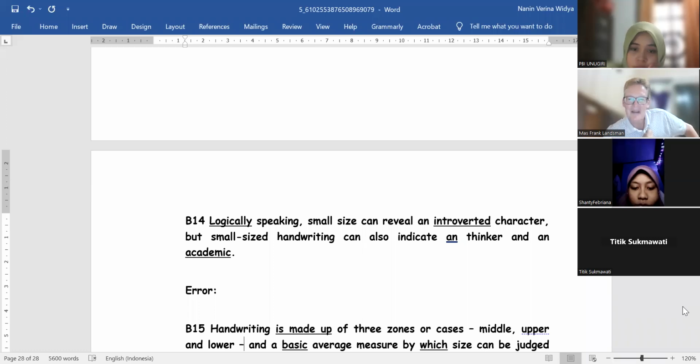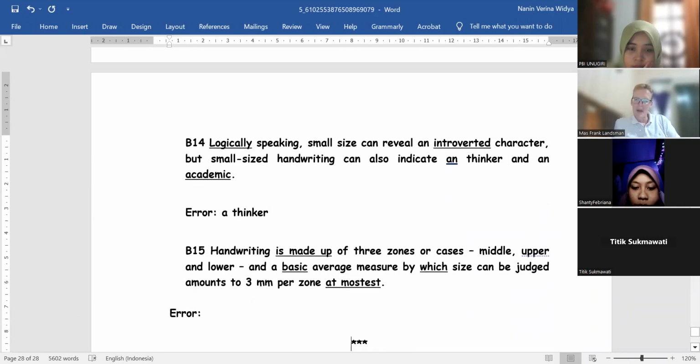So, one is left. Look at the spelling. Thinker. Yeah, why? A thinker. Very good, because you're not talking about an orange or an apple. There's no vowel, tidak ada vokal. So, a thinker. It can indicate a thinker. Yes, very good. Last one, B15.